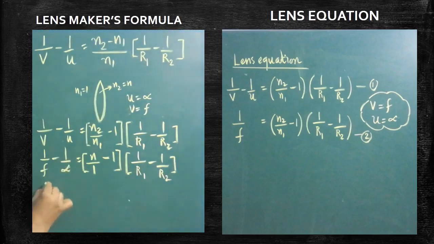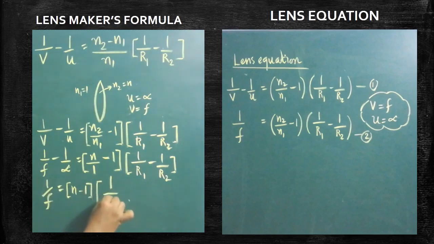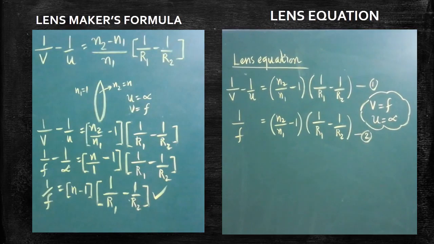1 by infinity becomes 0. So finally we will get 1 by F equal to N minus 1, and the rest of the equation is 1 by R1 minus 1 by R2. This particular equation is called the Lens maker's formula. What is this? Lens maker's formula, a very important equation. Often this question will be asked. Finally we have derived the expression for the Lens maker's equation.